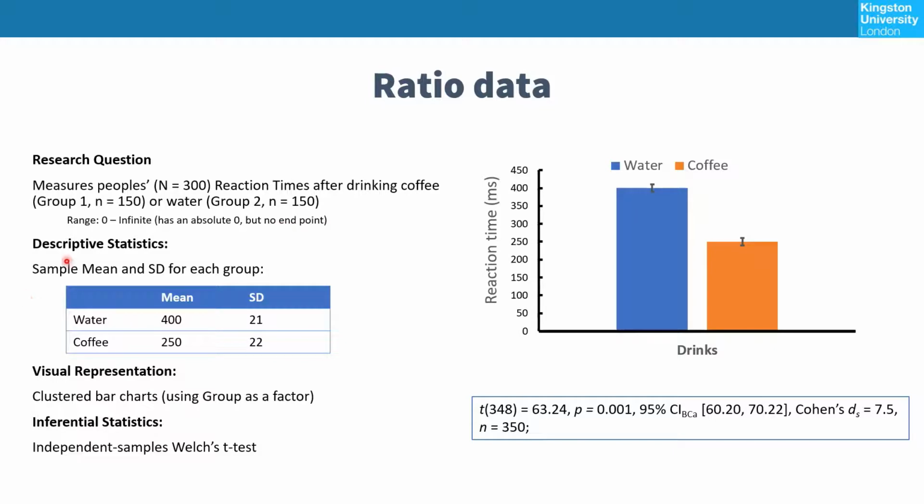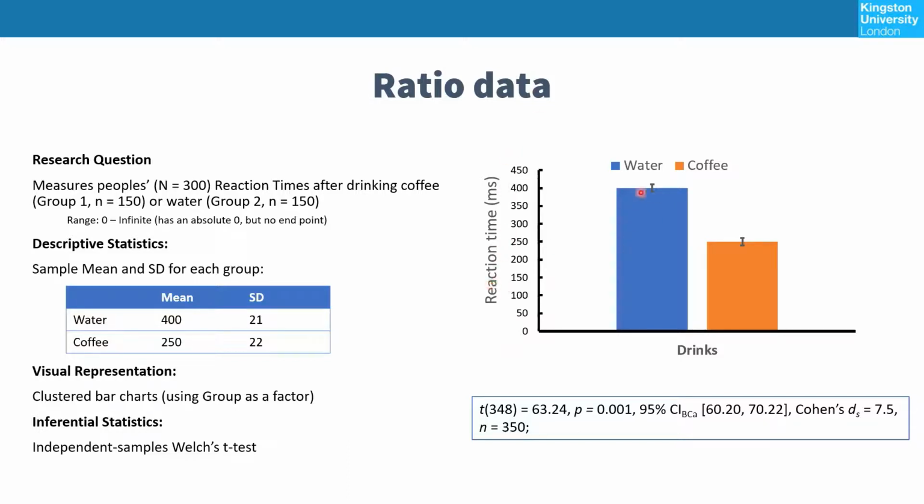What you would first do in terms of descriptive statistics was just calculate the sample mean and standard deviation for each group. So in this case, the reaction time for water was on average 400, while for coffee it was 250. You would typically represent these using clustered bar charts. So in this case, you have a bar for water and one for coffee, with the standard error being represented. On this axis, you have the actual reaction time.